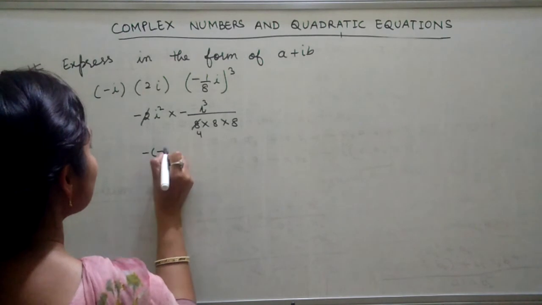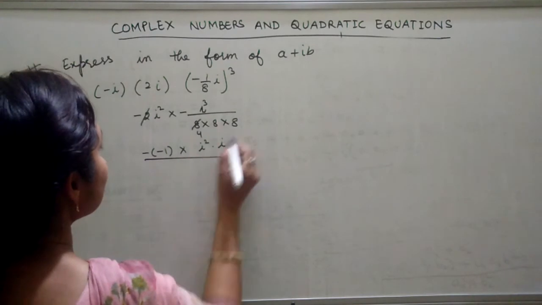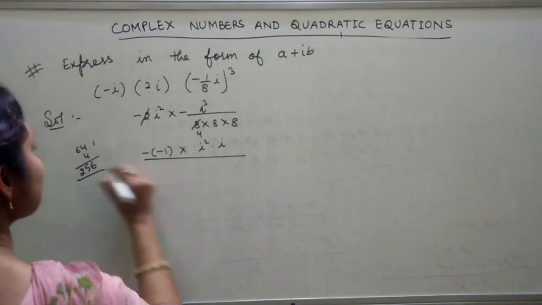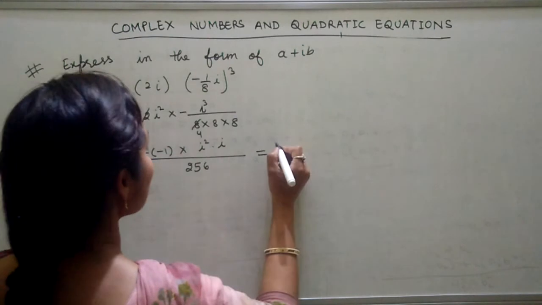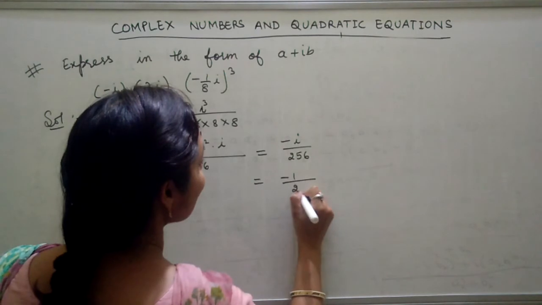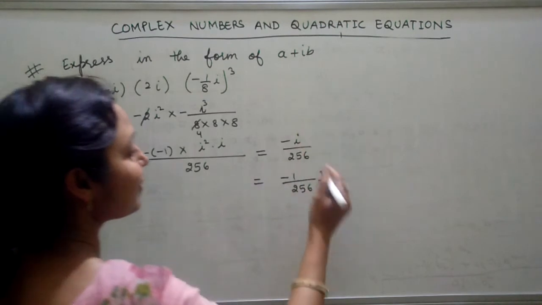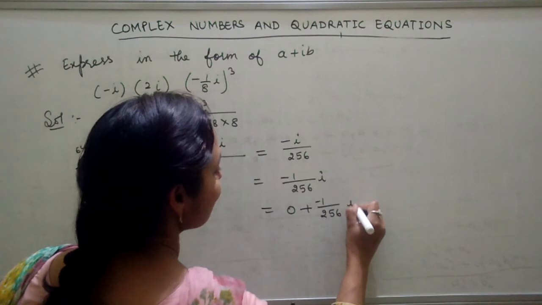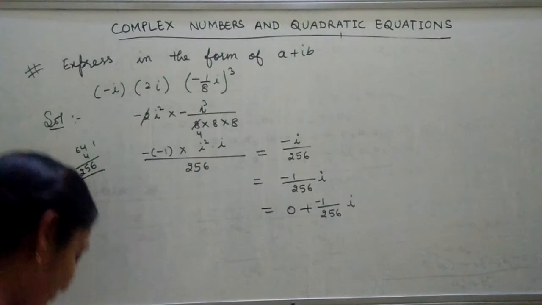Iota square is -1, and we can write the second as iota square into iota divided by 8 cubed, 8 cubed is 512. So this equals -1, this is +1, negative iota upon 256. We can write it as -1 upon 256 iota. But the question demands to convert it into a plus iota b, so we write it as 0 minus 1 upon 256 iota. So this is the way to express a complex number in a plus iota b form. This is a very easy question.